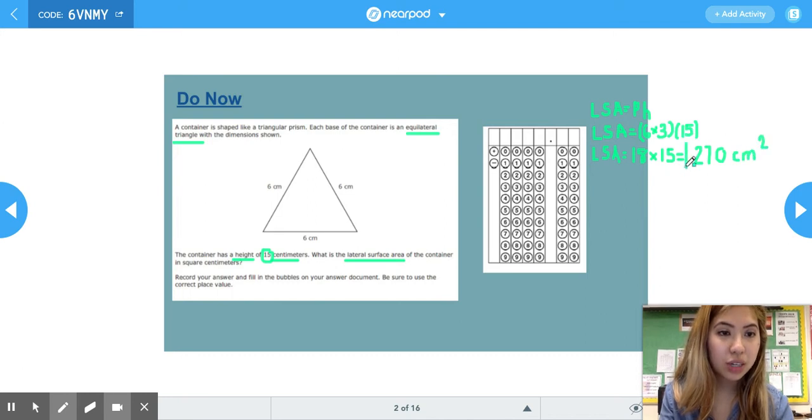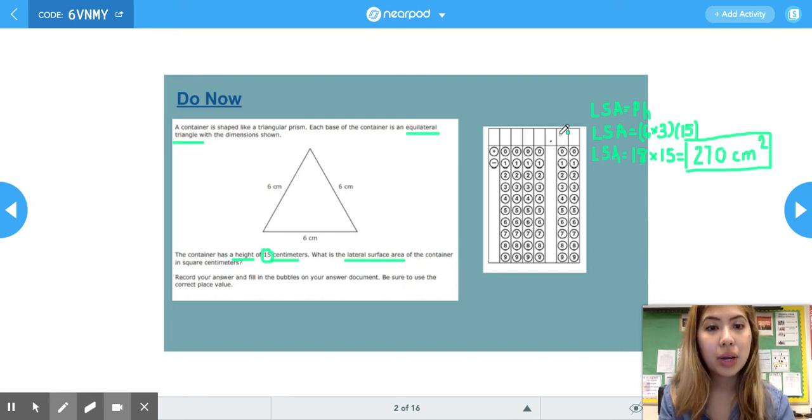Then to put my answer into the bubble sheet, since it's a whole number, I'm going to put zeros behind the decimal point, and then 270 in front of it. And then I'm going to bubble in 2, 7, and then 3 zeros.